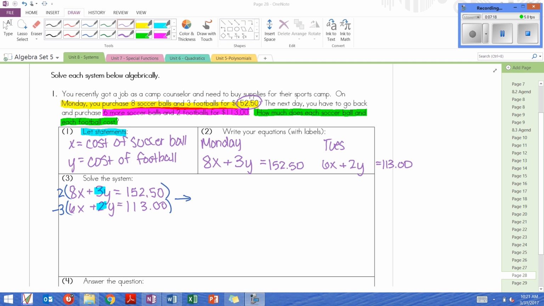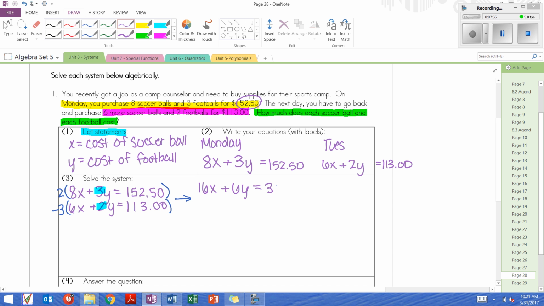So if we multiply the top equation and distribute that 2 to every single one of our terms, we get 16x plus 6y is equal to 2 times 150, 250 is 305. Bottom equation, we'll get negative 18x minus 6y is equal to 113 times negative 3 is a negative $339.